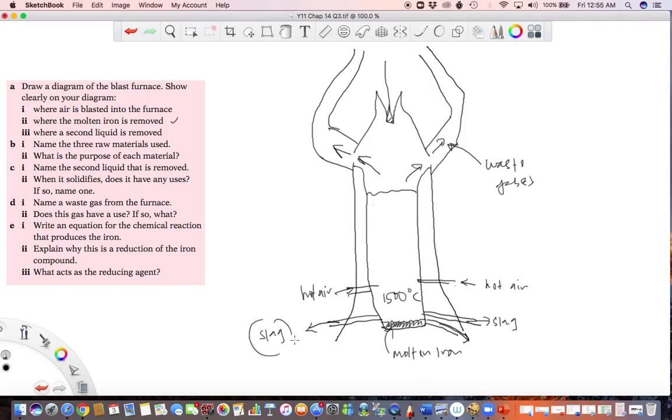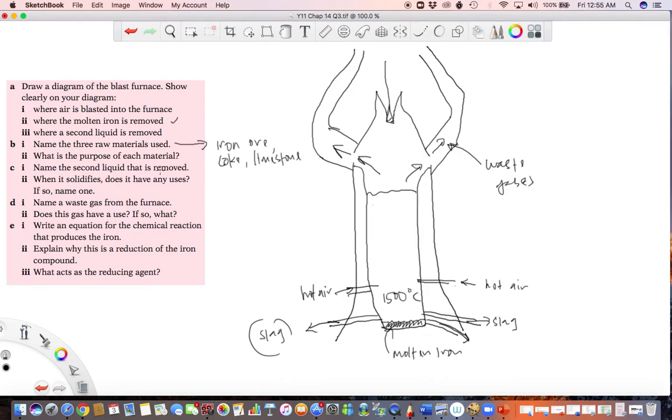The reason being, slag is less dense. It tends to float over the molten iron, so it is generally removed as the top layer. Once it's removed, what's left beneath is molten iron. Because of the difference in density, you can actually remove them separately. Name the three raw materials used. Okay, the three raw materials are essentially iron ore, coke, and limestone.